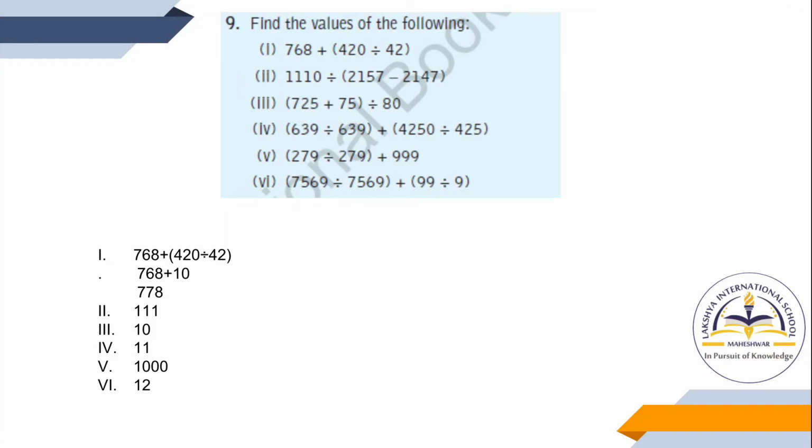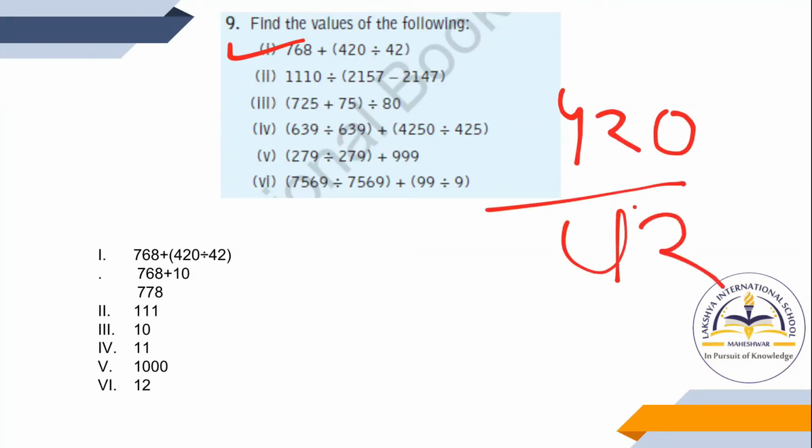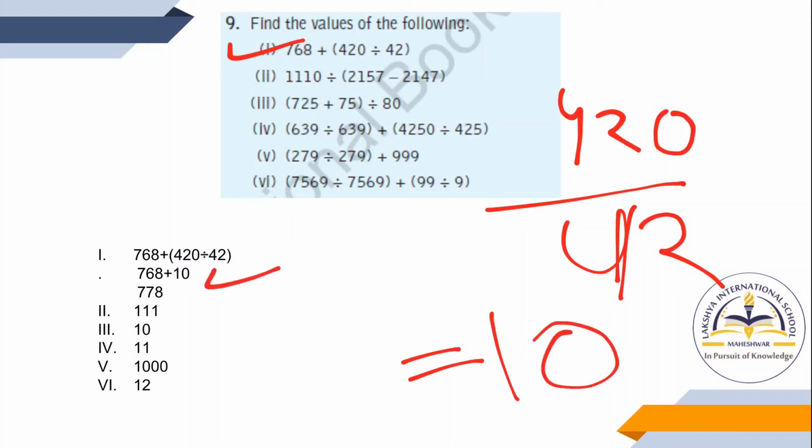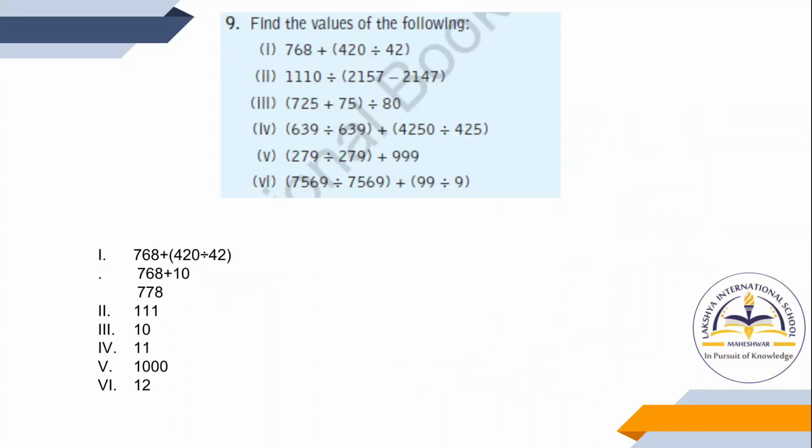Okay, here you have to first solve the brackets. So here in the first question the bracket is on 420 divided by 42. You can easily see it will be divided 10 times. So 768 plus 10, so your answer will be 778. Okay, like this you have to solve.